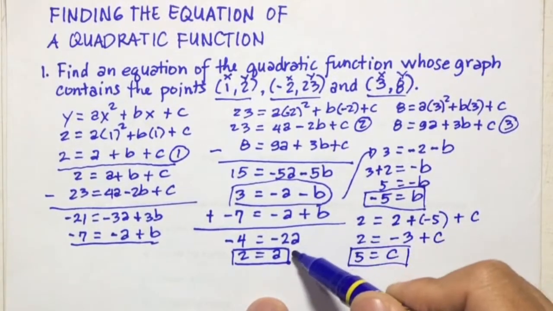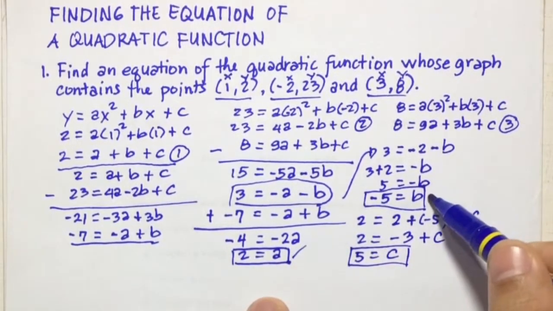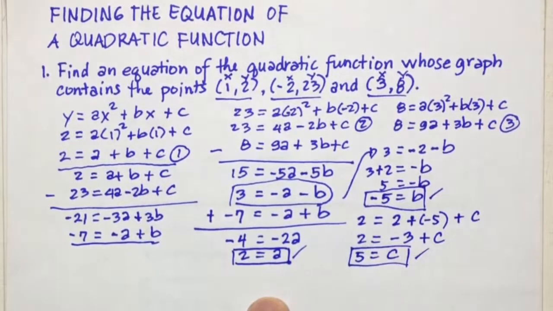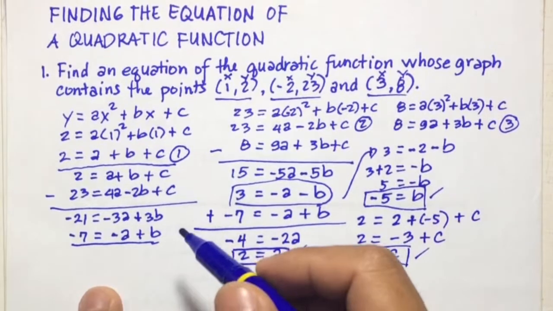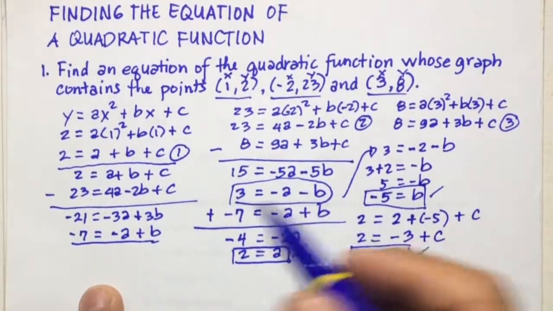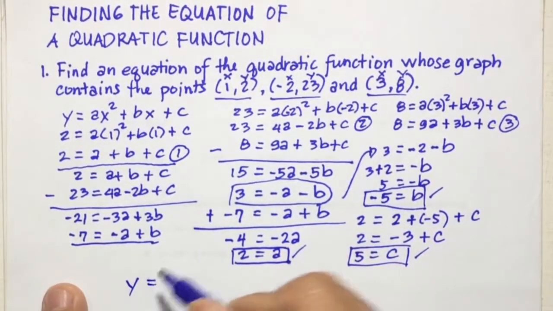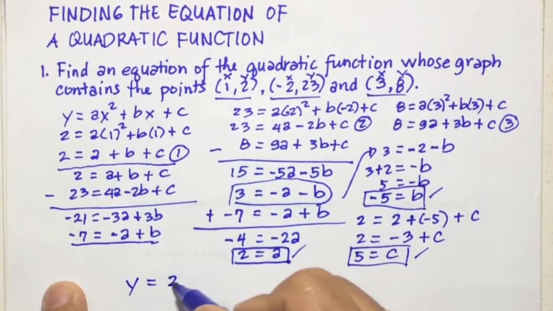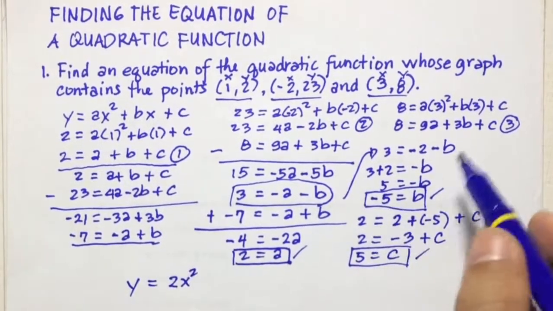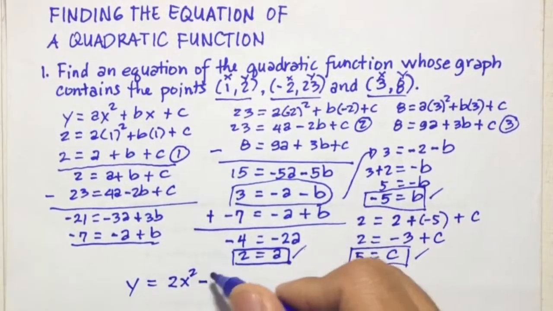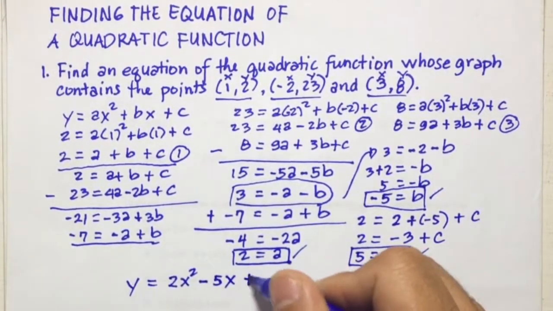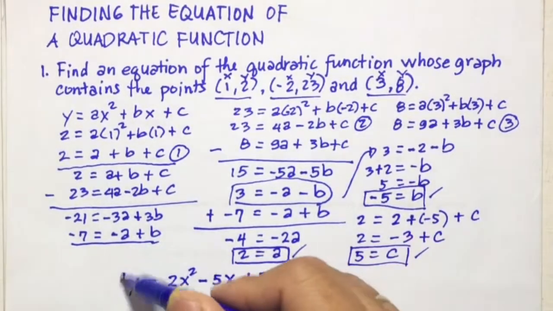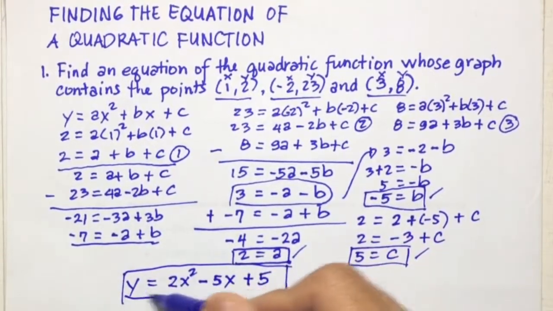So we now have the values of a, b, and c. Using these values, we can write the equation of the quadratic function as y equals 2x squared, then b is negative 5, so minus 5x, then c is 5, so plus 5. So this will be your answer.